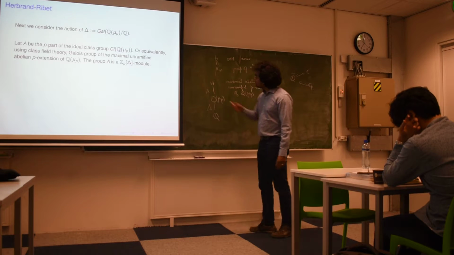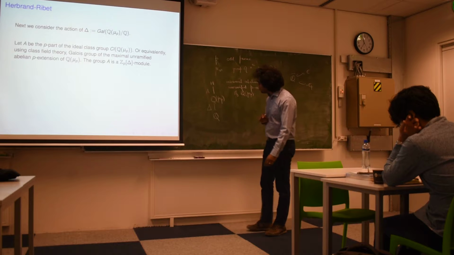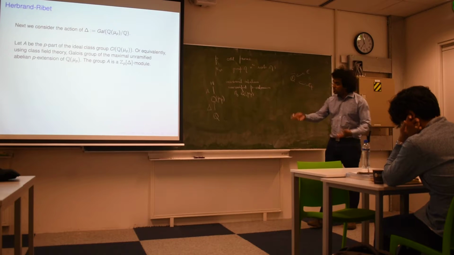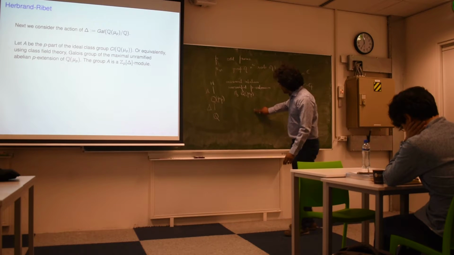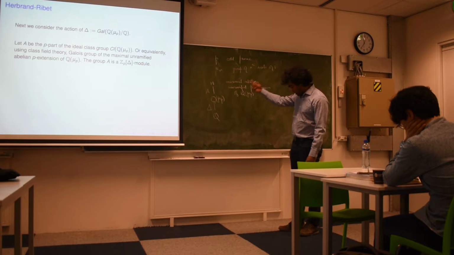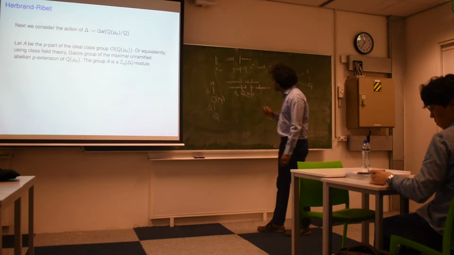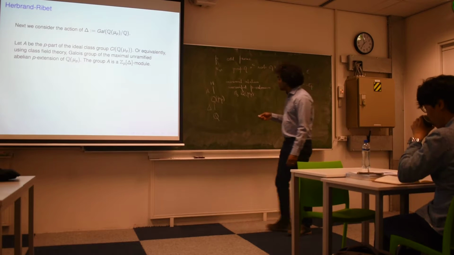If I think of this as the p part of the ideal class group, then the Galois group of Q(mu_p) over Q acts on the ideals. It takes principal ideals to principal ideals, so it acts on the ideal class group, and it takes elements of p-power order to elements of p-power order. So it acts on A.